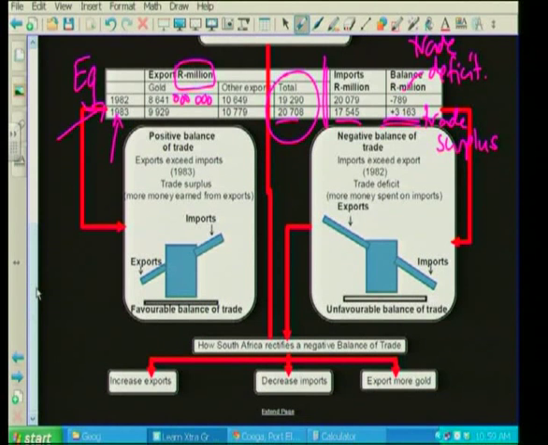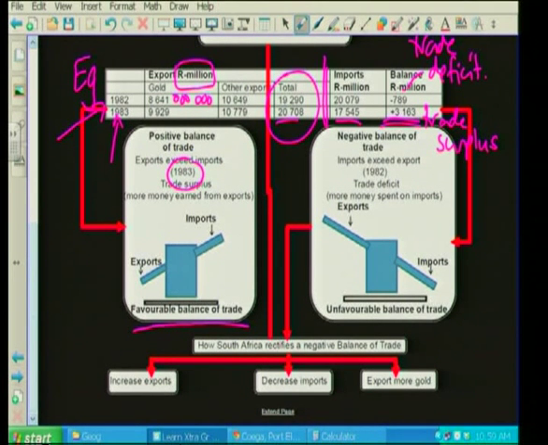If we follow this flow diagram down further, here's the difference between what we call a positive balance of trade versus a negative balance of trade. Let's start again. In 1983, with a positive balance of trade, exports exceeded the imports. So we made more money from our exports than what we paid out on the imports. So we had, look at the scale here, a favorable balance of trade, a trade surplus.